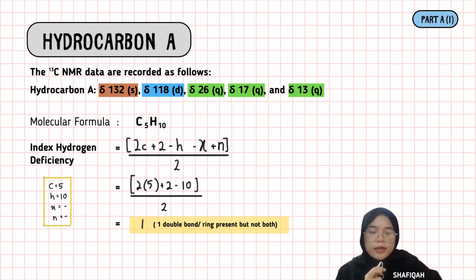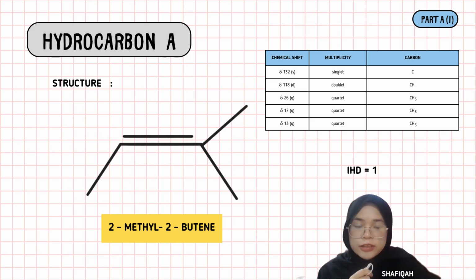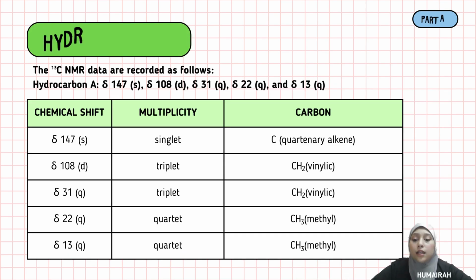Next, we calculate the index of hydrogen deficiency for the C5H10 molecule to determine the characteristic of the molecule structure. Based on this calculation, 1 degree of index of hydrogen deficiency means that the molecule has 1 double bond or ring but not both present in the molecule structure. We can deduce that the structure for hydrocarbon A is 2-methyl-2-butene based on carbon-13 NMR signals and the index of hydrogen deficiency obtained.